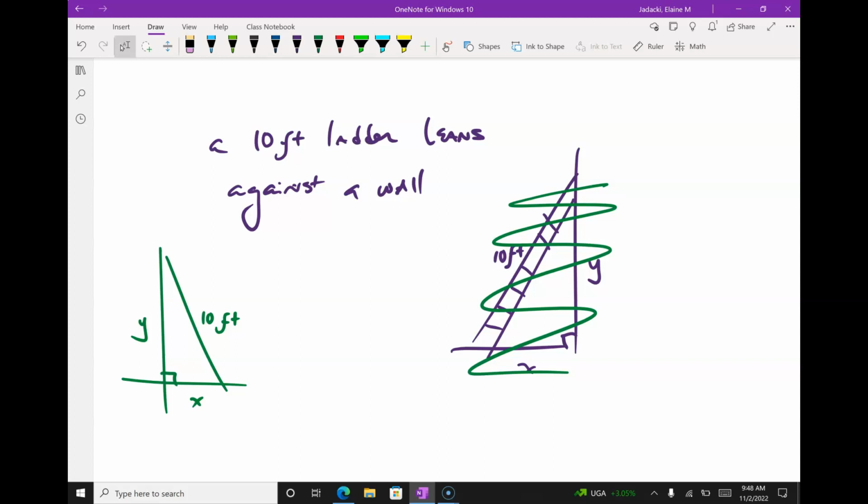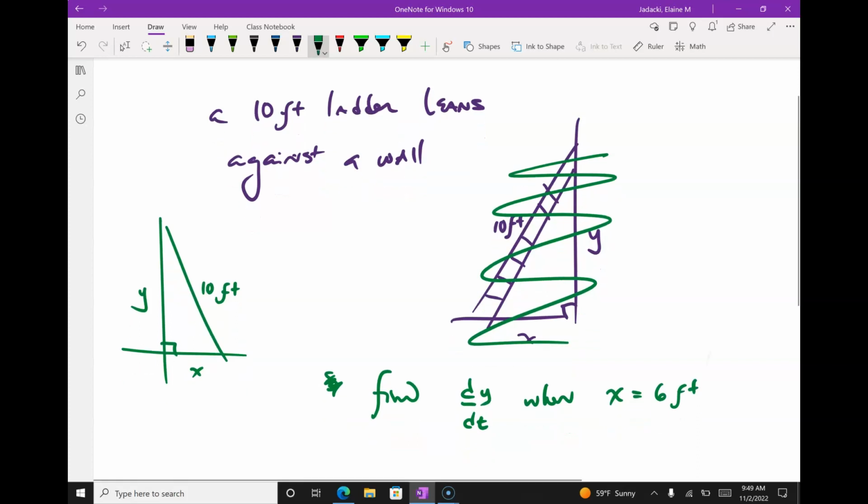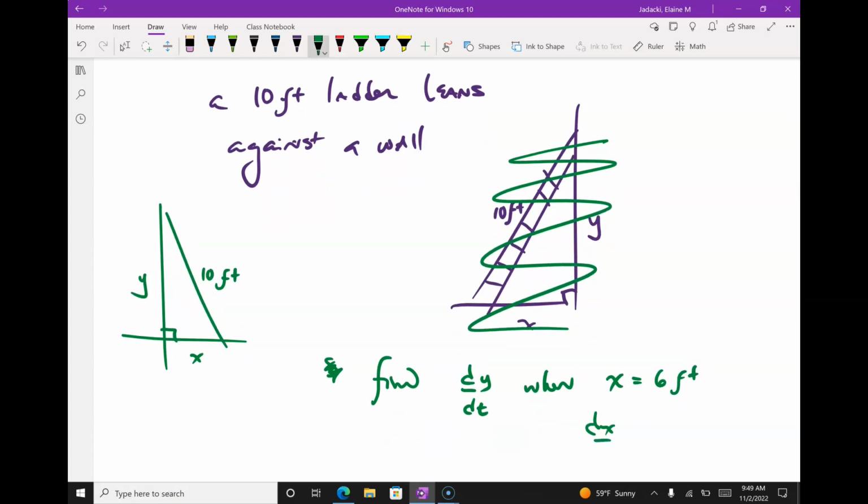So we want to know how fast the ladder is sliding down when the base is right at 6 feet away. So find dy/dt when x equals 6 feet, and dx/dt is 1 foot per second.